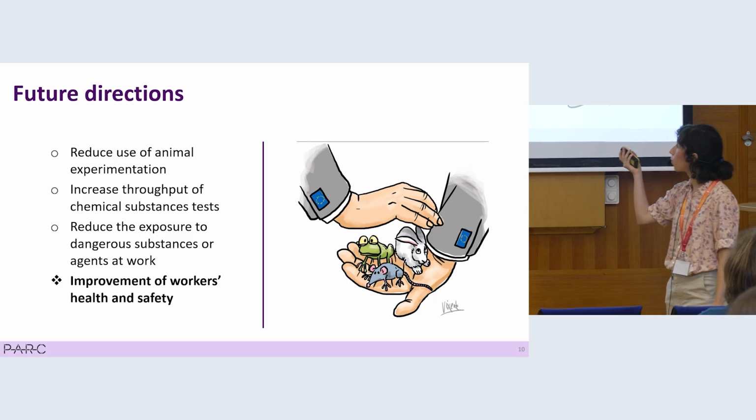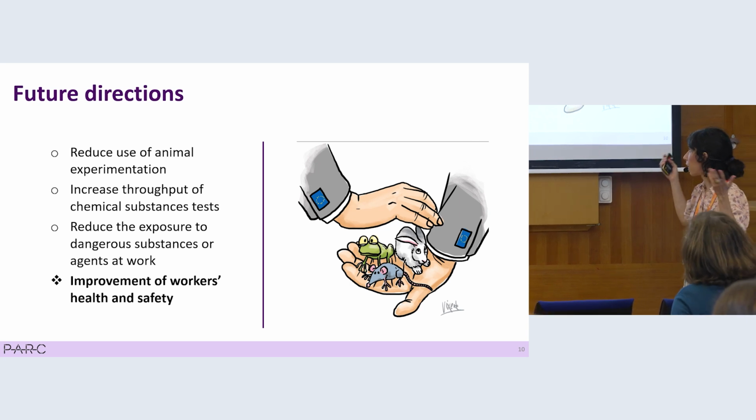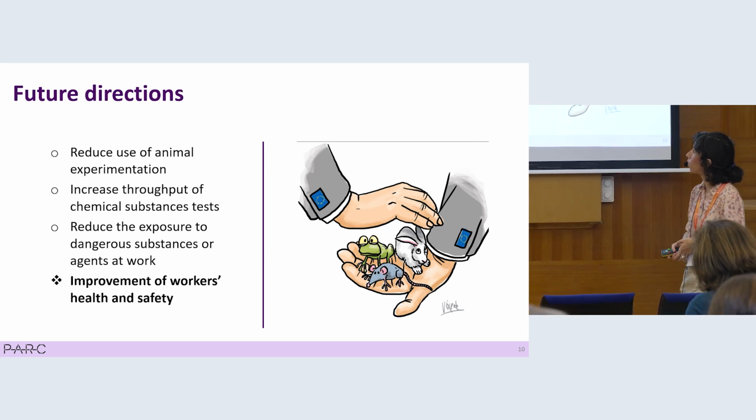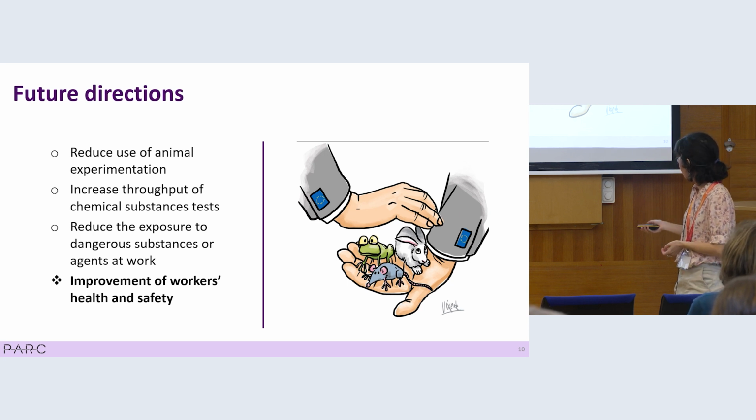And so with this, we hope as long-term social impacts or expectations to contribute to reducing the use of animal experimentation, to increase the throughput of chemical substance tests, and reduce the exposure to hepatotoxic substances at work, and overall contribute to the improvement of health and well-being of workers.